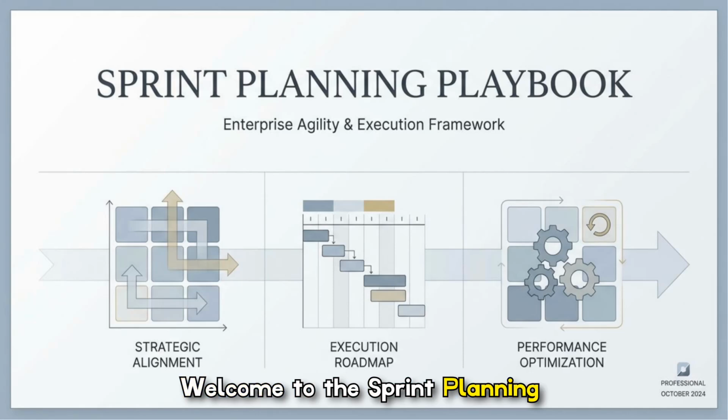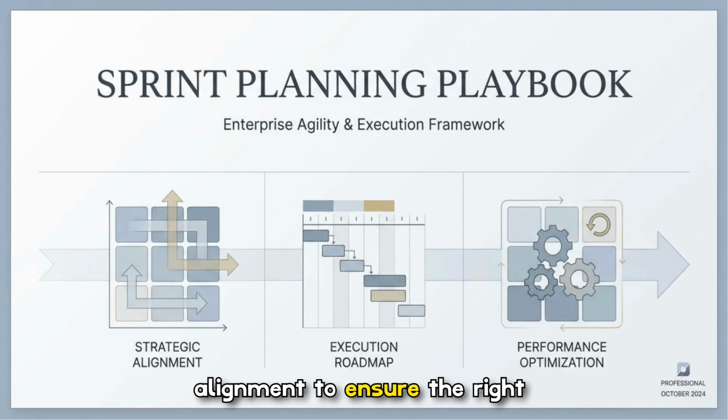Welcome to the Sprint Planning Playbook, a concise framework for aligning strategy to execution and optimizing performance. This slide sets the stage. We focus on strategic alignment to ensure the right work is selected, an execution roadmap to coordinate effort, and performance optimization to continuously improve delivery. Think of this as the high-level flow that keeps teams focused and outcomes predictable.